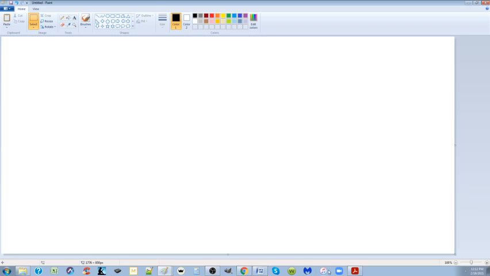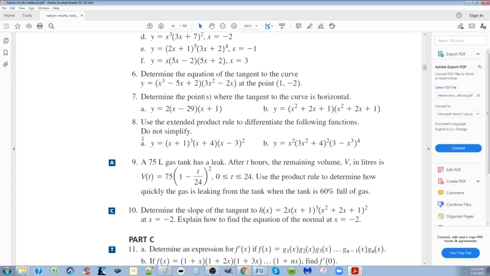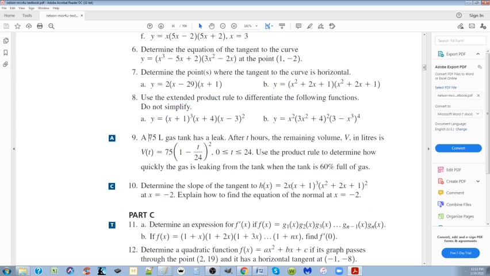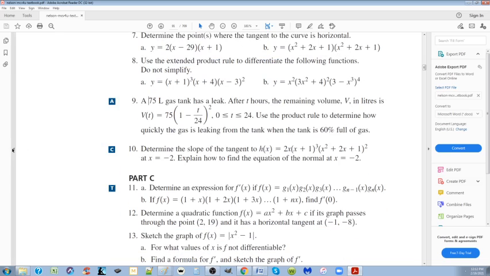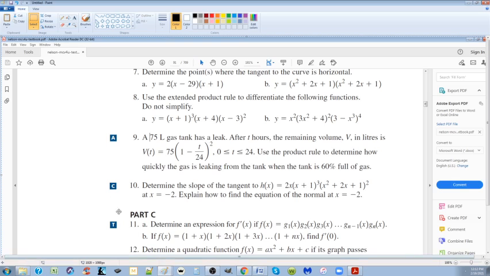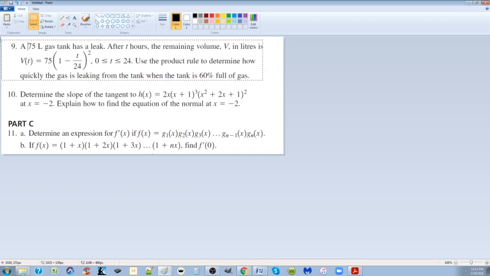I'm not, as I said, going to do every question, especially when it's the same thing. Use the extended product rule. We just did that. Now, they love word problems, right? Now, this one's tricky and kind of mean. Okay. Do that. And I might have to break this up, by the way.